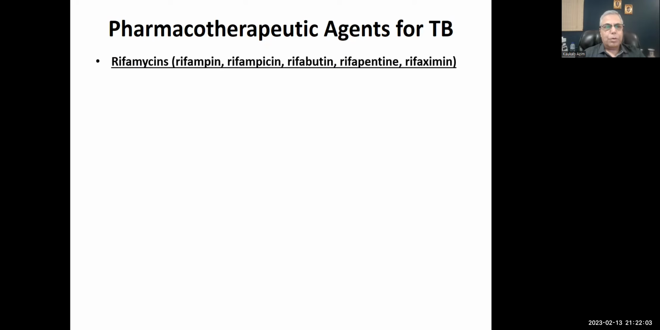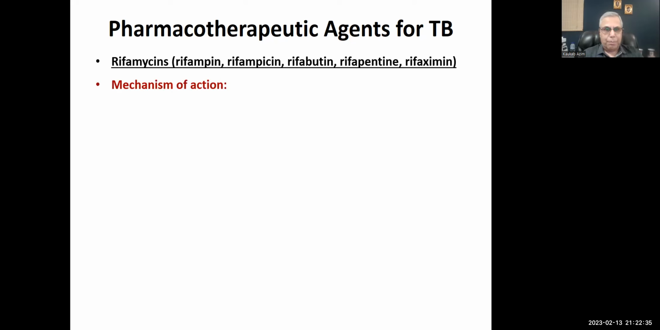Right. Now we go on to rifamycins. Rifamycins has got rifampin, rifampicin, rifabutin, rifapentin, rifaximin. Rifaximin belongs to this group, but it is not used for tuberculosis. It is not absorbed. It is used for GI infections like vancomycin or neomycin. Right. It could be used for C. difficile, or it could be used for traveler's diarrhea, but it is not used for tuberculosis, okay?